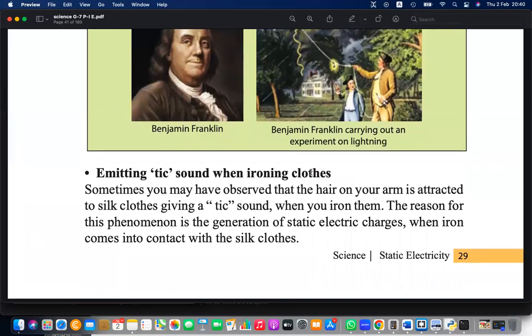This actually happens when you iron, basically silk clothes, and it is because your hair or arm is attached to the silk cloth, giving a tick sound when you iron them. The reason is the generation of static electric charge when the iron comes into contact with the silk cloth.